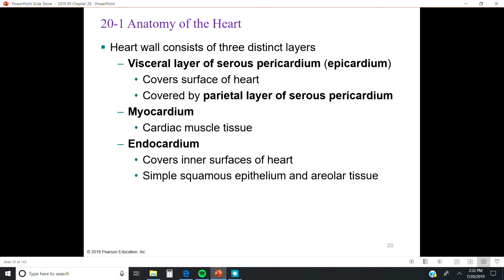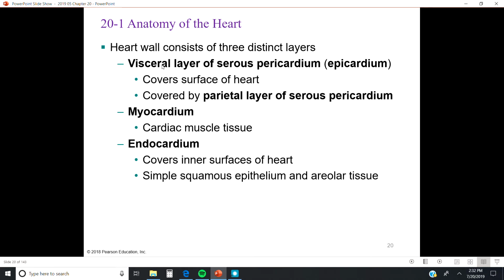So let's take a look at the heart wall itself. It turns out that the heart wall is made up of three distinct layers, right? Three layers. What we're going to do, guys, is we're going to look at the heart from the outside in. So the very first layer that's on the outside, we actually talked about in the last lesson when we talked about the pericardium. This is the visceral pericardium. Right, this is the lining that actually lays on the heart.